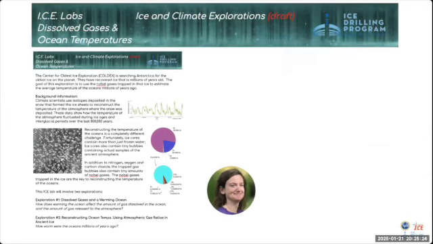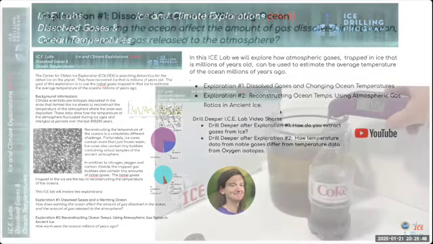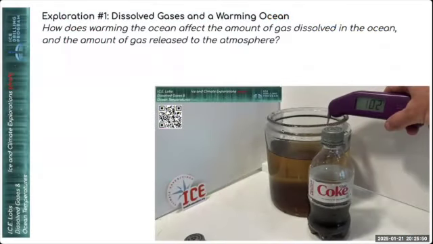So again, it's a new ice lab. This one has just two explorations. One is looking at dissolved gases in a warming ocean, and the other is reconstructing ocean temperatures. Again, our goal here is to scaffold these in content-wise, so you can choose to do one or both, depending upon the level of your students. But the first exploration is really pretty simple. It's one of these you can't screw it up kind of labs.